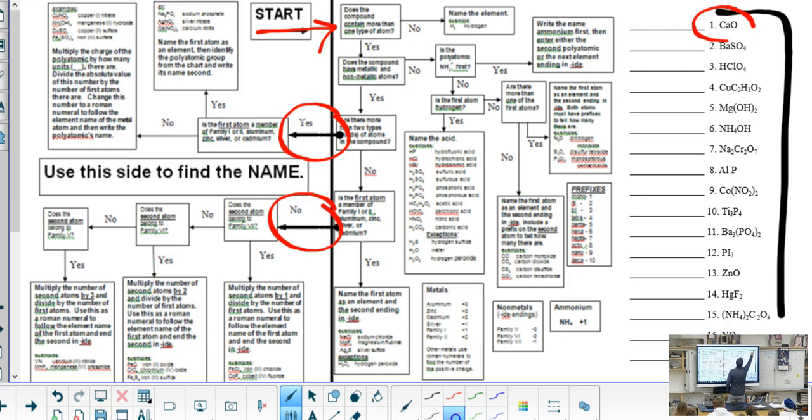CaO is the first one. So does the compound contain more than one type of atom? Yes. If it didn't, it would just say Ca, and that would be easy. You would call that calcium and move on with your life.